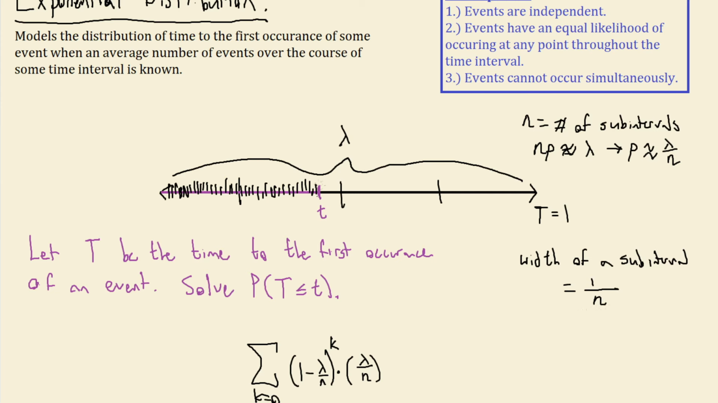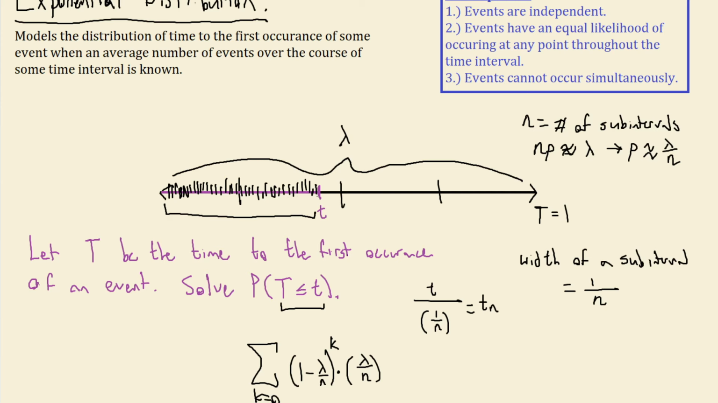And then if we want to know how many subintervals are contained in this interval from 0 to t, then we just need to take t and divide it by the width of the subinterval. And so this is going to tell us that there's tn subintervals contained in this interval here. And so if we want to find the last subinterval where this event is true, the event that the time to the first occurrence of the event is less than or equal to t, we want the last subinterval to be equal to the last subinterval in this interval here.